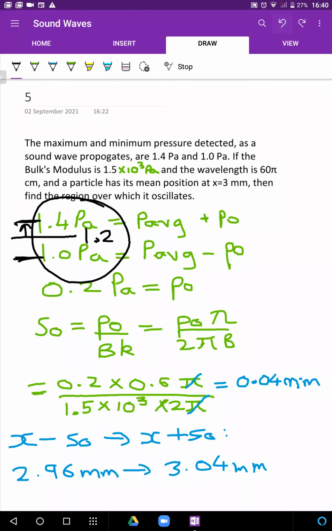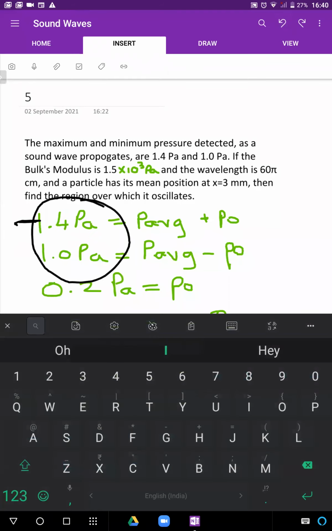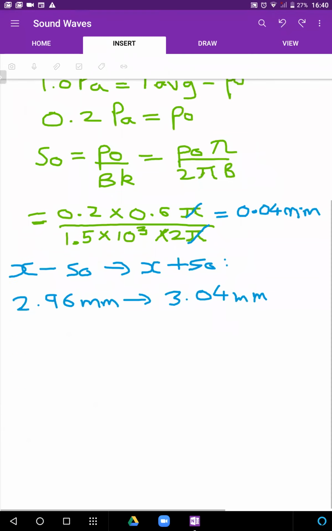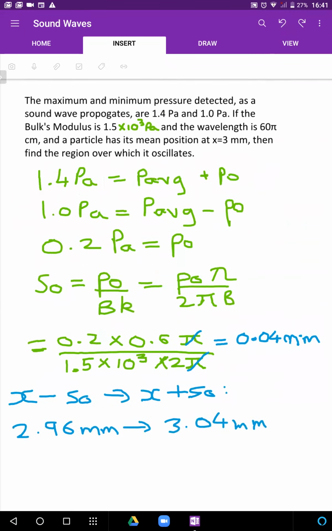And shouldn't lambda be, what are you saying? Shouldn't lambda be 6.5? Lambda is given as 65 centimeters. I've written everything in meters. So in meters, 60 becomes 0.6. Everything is in meters. Alright. Okay.